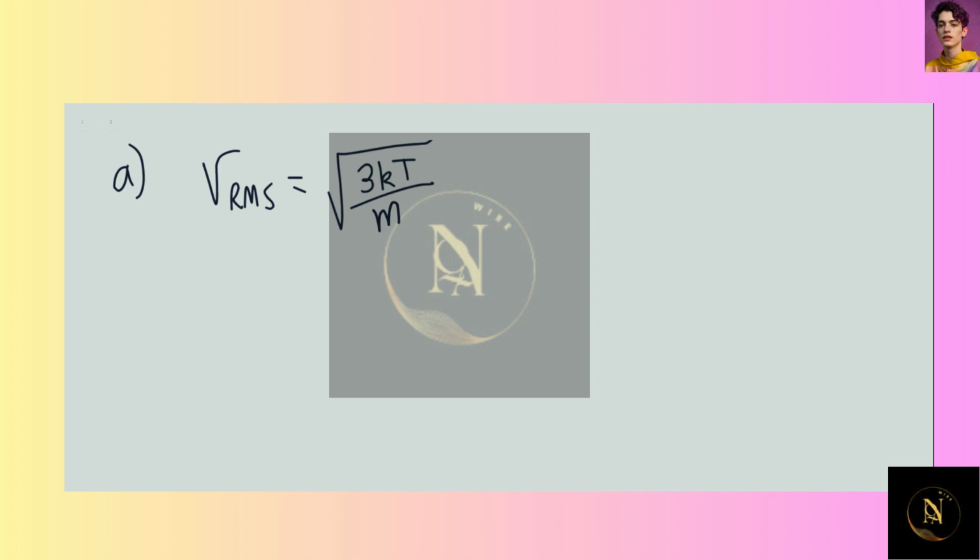the root mean square velocity is given from kinetic theory. It's root 3kT over m, where k is Boltzmann's constant, T is the temperature of our sample, and m is the mass of the individual atoms. An equivalent expression is root 8kT over pi m, this is equation 18-7b.